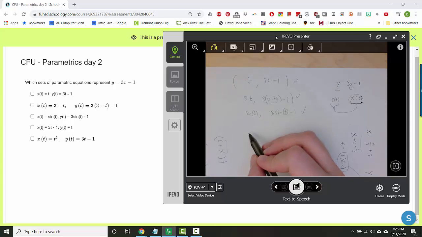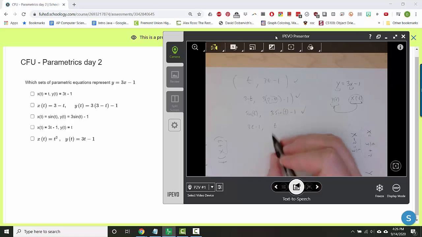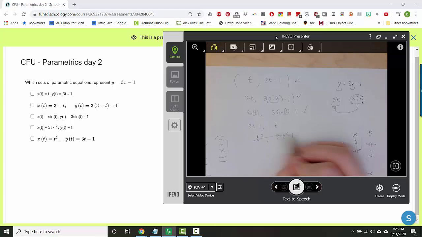The last two, we've got x is 3t minus 1 and y is t. So that seems like it's the reverse relationship. That doesn't make sense. And then for the last one, we've got t squared. So you would expect over here to see 3t squared minus 1, but we don't. So the last one doesn't work either.